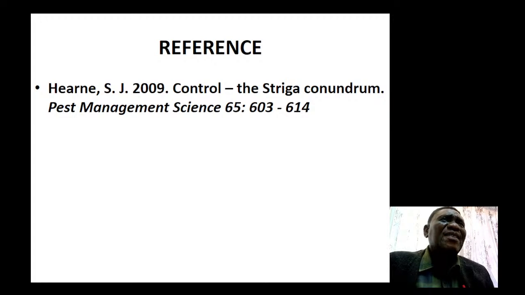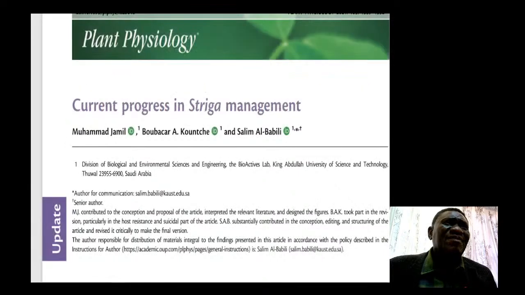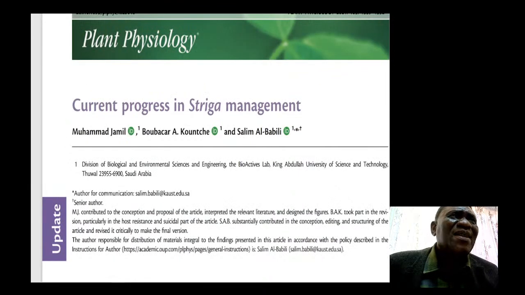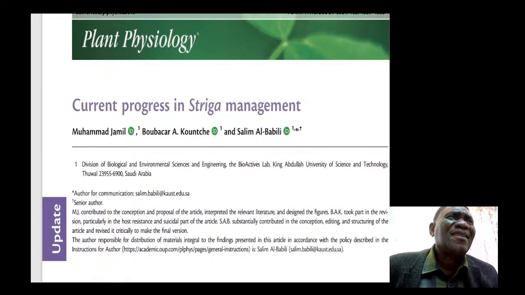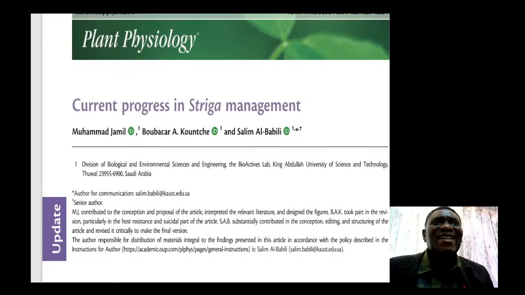You may want to read this reference which summarizes weed control measures or Striga control measures and their problems: Control the Striga conundrum in Pesticide Science by Heaney. Or you may want to read this one, current progress in Striga management, which means there are challenges when it comes to control methods.